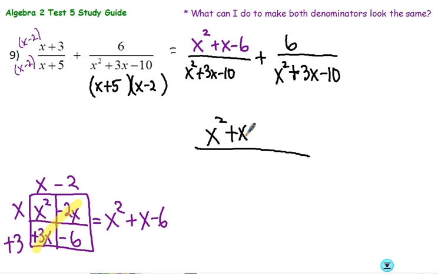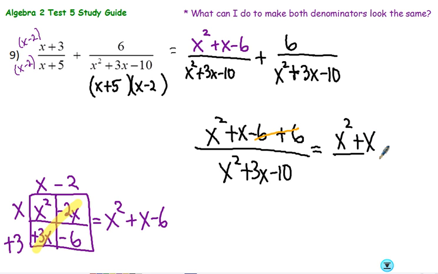So if I did that, I've got x squared plus x minus 6 plus 6, and then the denominator is the same. So if you look at it, you say, oh, okay, well 6 minus 6, those two things cancel out, and you say, well, what's left over? Well, what's left over would be x squared plus x over x squared plus 3x minus 10.